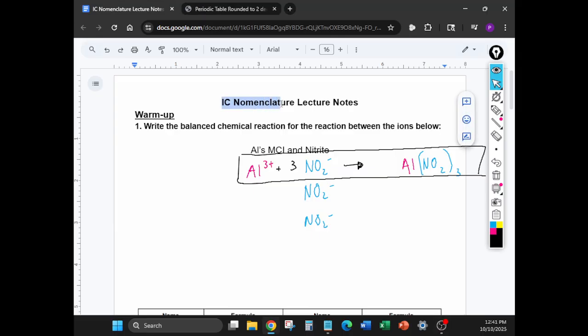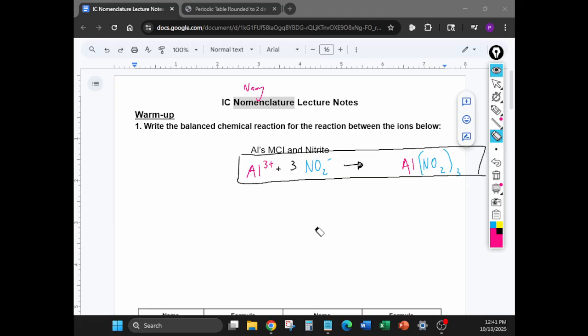So today, this is the title of our lecture, and I'm going to just talk about what the title is because that's going to tell us what we're learning. So IC is just short for ionic compounds, and then we have nomenclature. If you want to write down what this means, it means naming. Alright, so we're going to be learning how to name these ionic compounds today.